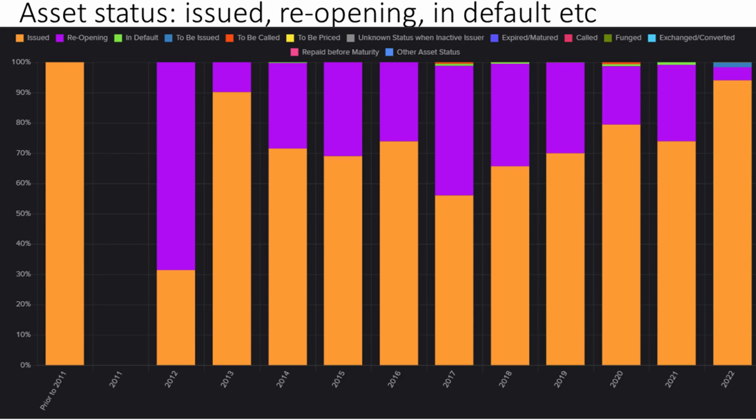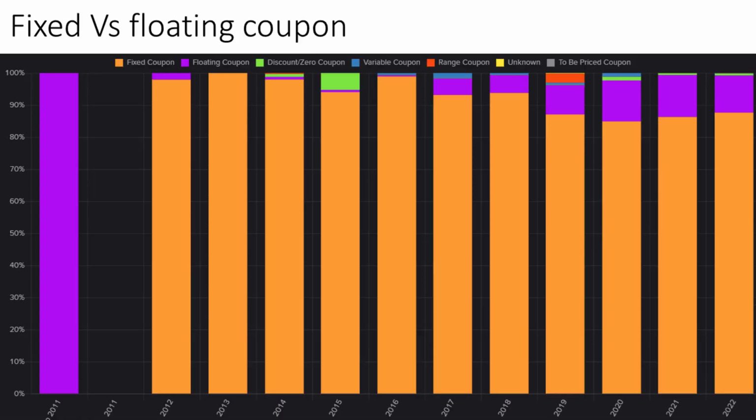Okay, so status. Mostly what we can see is that most of the bonds are issued, or sometimes reopened in this reopening phase, and it's really hard to find any default, but still we can find it from last year and from 2020 and so on. So sometimes it happens. The first default data is from 2014, but later on we will check all the breakdown here.